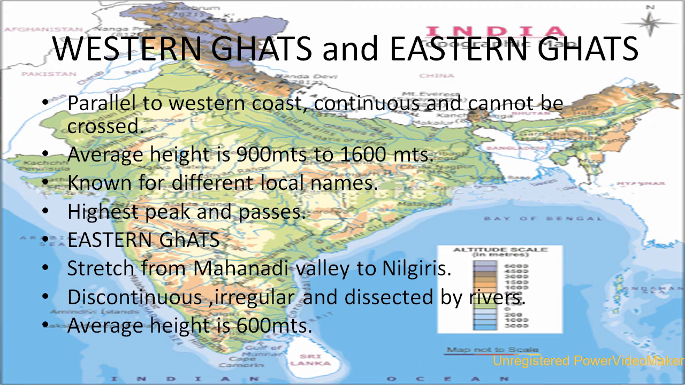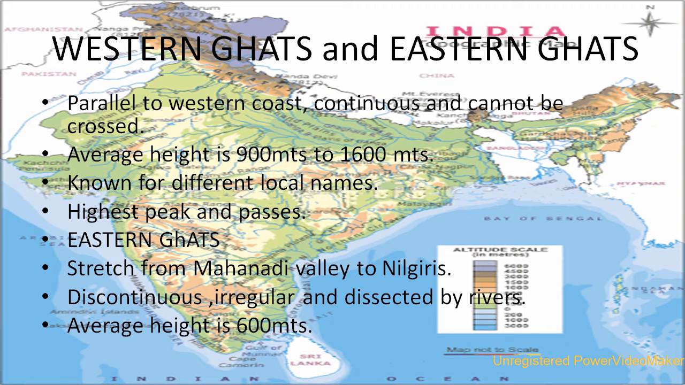This is the next topic, about the Western Ghats. The Western Ghats lie parallel to the western coast, and these ghats are continuous and cannot be crossed because they are very high, but can be crossed through passes only. It is divided into 3 subdivisions which are Sahyadri, Nilgiri, Annamalai or Cardamom Hills.